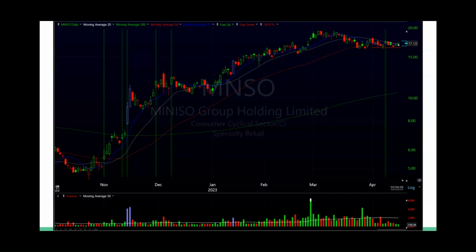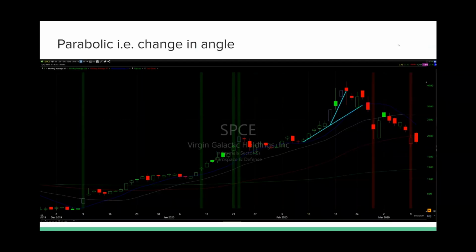So that would be the first case where I sell. That would be where I sell half of the position trade. Now the other half, I'm either selling when the stock goes parabolic or when it breaks the trend line. So let me show you what a parabolic move looks like.